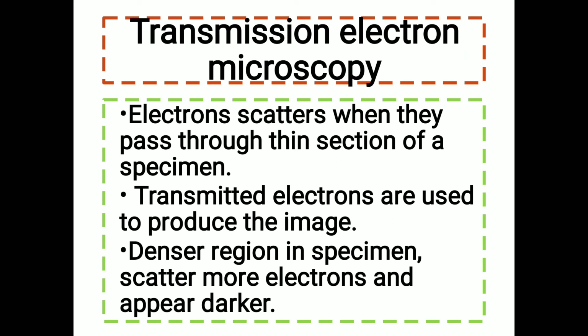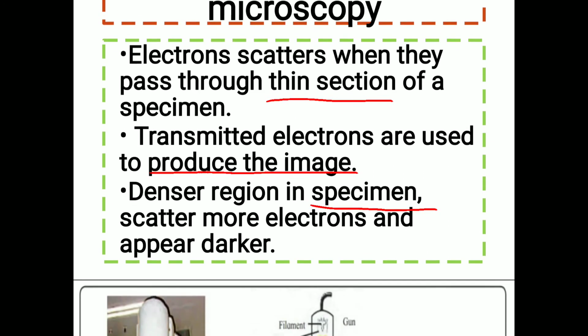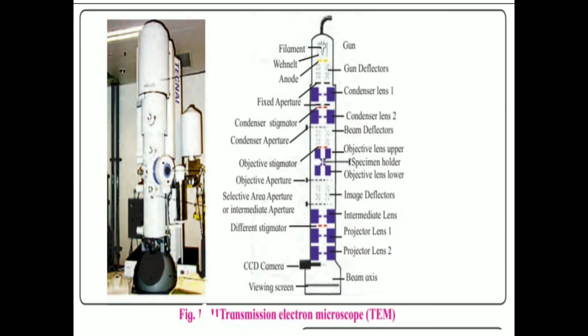Now the next technique is transmission electron microscopy. For this we use the transmission electron microscope. In this the electrons scatter when they pass through a thin section of the specimen, and the transmitted electrons are used to produce the image. The denser regions in the specimen scatter more electrons and appear darker. This is the figure of the transmission electron microscope.